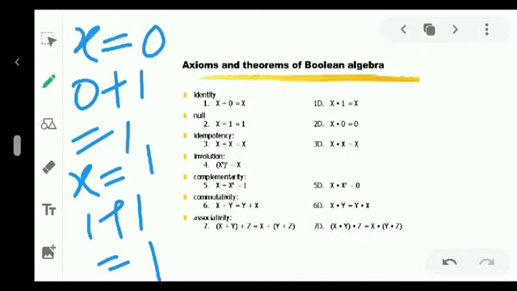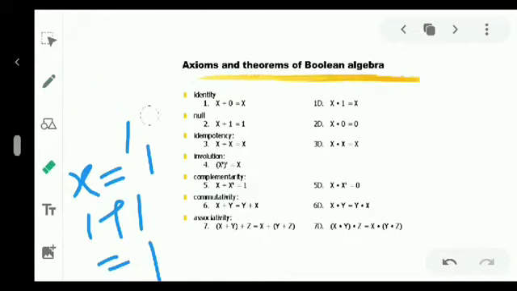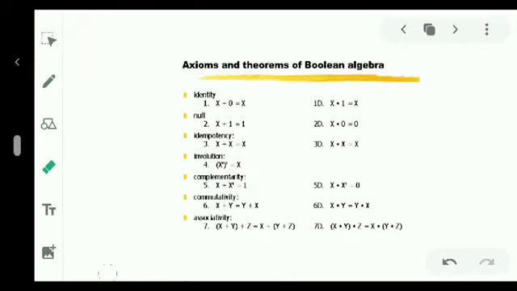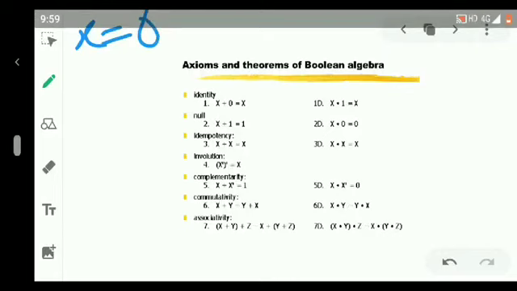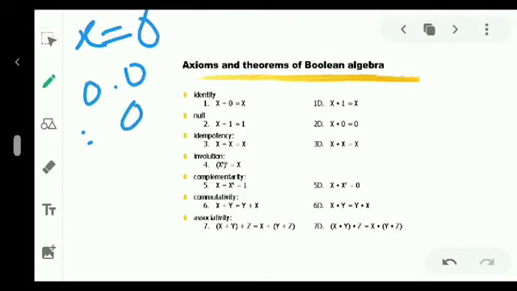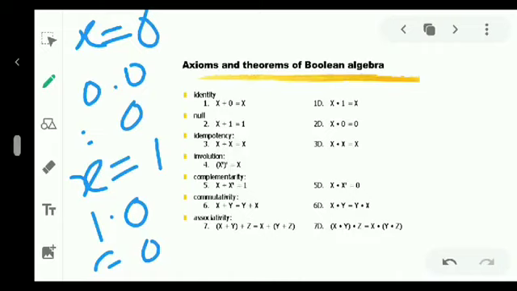Next we will prove the 2D, that with any value of x, if you multiply 0, then you will get back only the 0 value. Okay, let me check that one. X equals to 0. So 0 into 0, it is giving you 0 value. X equals to 1. So 1 into 0, again 0. So this null rule also we can prove it.